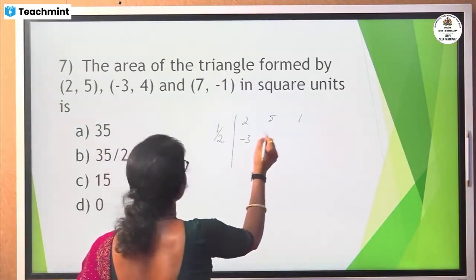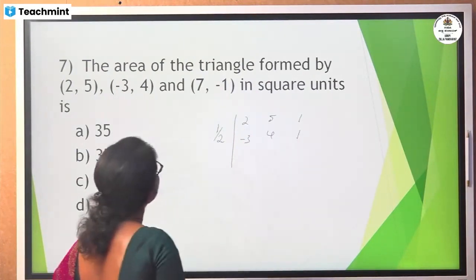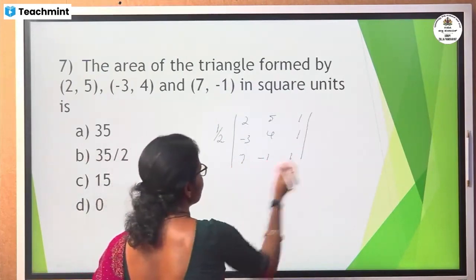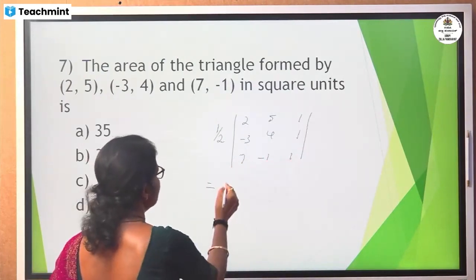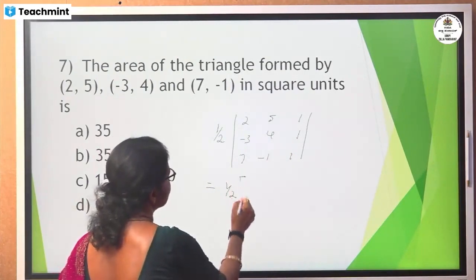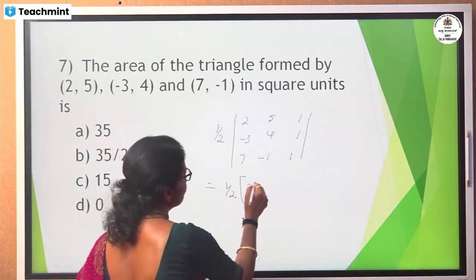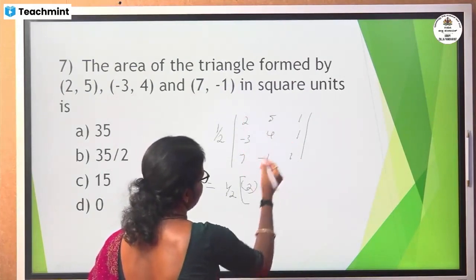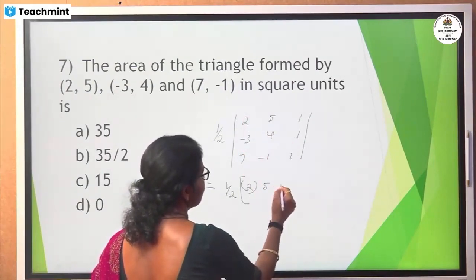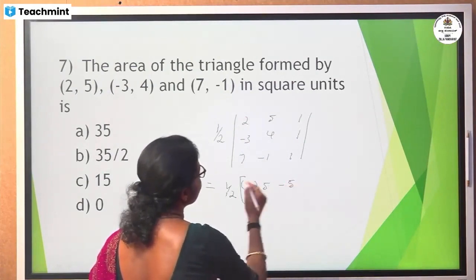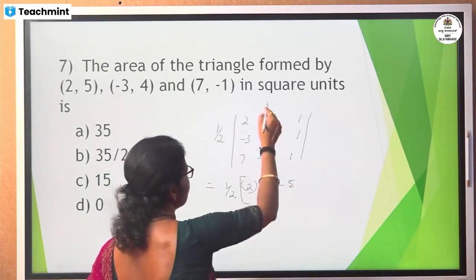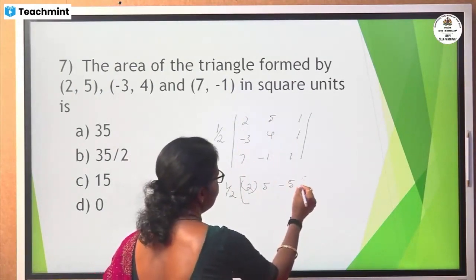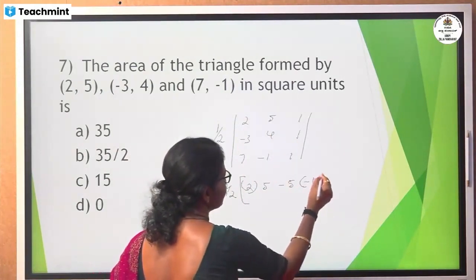The determinant has rows 2, 5, 1; -3, 4, 1; 7, -1, 1. You have to calculate this. So half into 2 into, cancel the row and column, that is 4 plus 1, 5 we'll get. Minus 5 into, cancel the row and column where the 5 exists, that is minus 3 minus 7, minus 10.